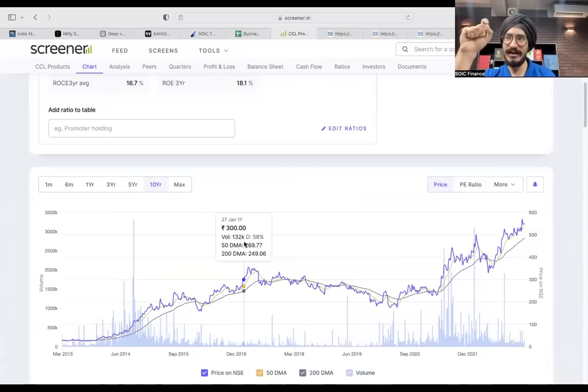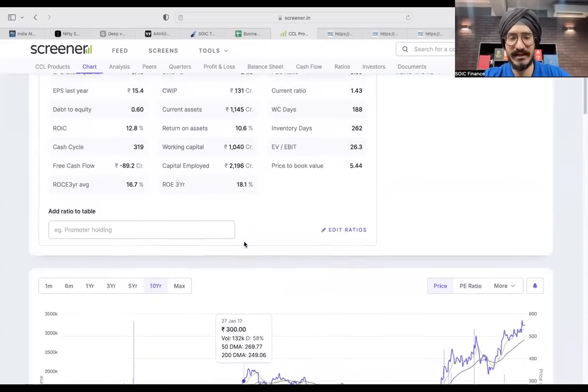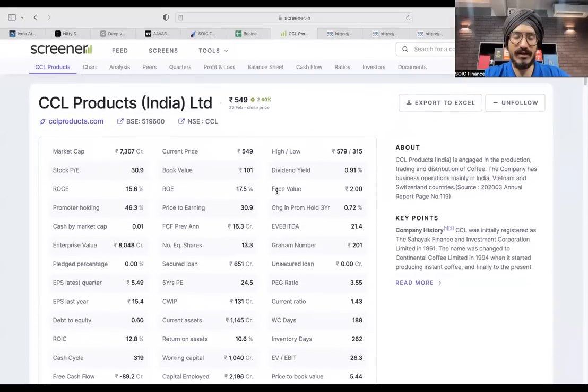That is my only lingering concern with CCL products. Otherwise, the business has entered a phase of again a purple patch, where you can see growth in the business, and also according to their capex and growth plans. So this was CCL. Clarity on CCL? Those are the questions. Is it clear on CCL?